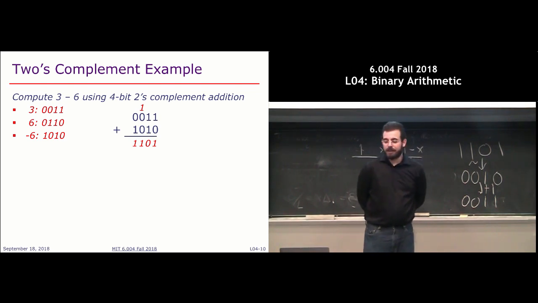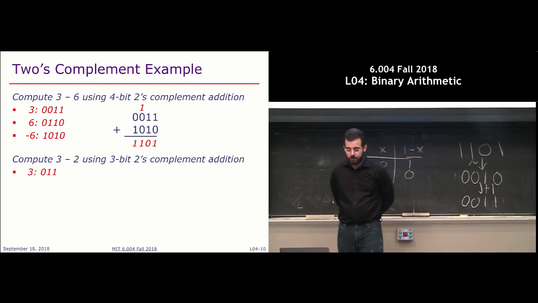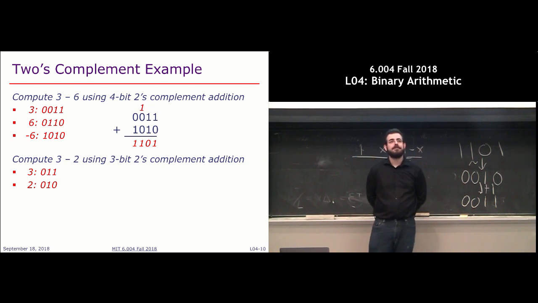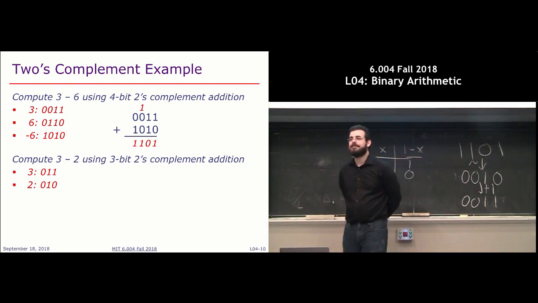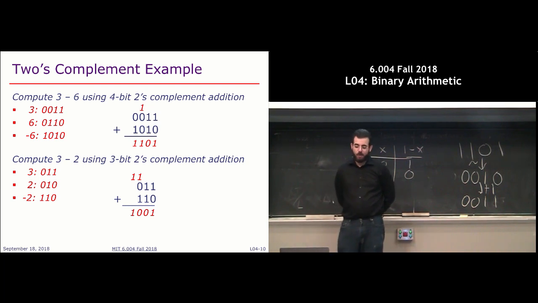Okay, so let's do something a little bit more interesting. 3 minus 2 using 3-bit 2's complement addition. So 3 in 3-bit 2's complement is 0, 1, 1, and 2 is 0, 1, 0. Can anybody tell me what minus 2 is? 1, 1, 0, right? Because 1, 0, 1 plus 1 is 1, 1, 0. Okay, so if you add this up, you get 1 plus 0, 1. 1 plus 1, 0 and we carry 1. 1 plus 1, 0 and we carry 1. And 1.